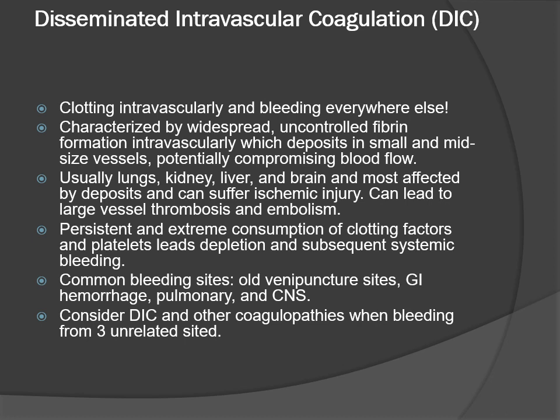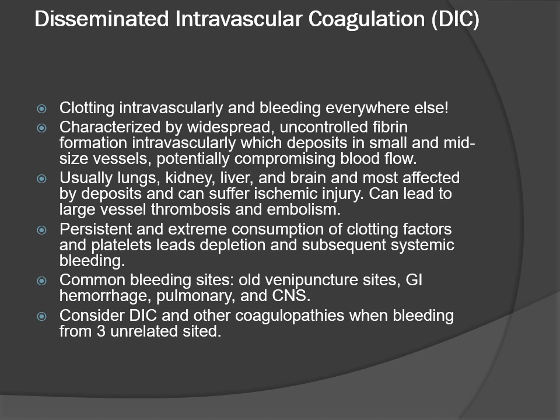So common bleeding sites are old venipuncture sites. So a lot of times you'll see patients who are oozing from all of their sticks that they got down in the ER. Now they have 6 or 7 places where they're just oozing blood. GI hemorrhage is not uncommon. Pulmonary, so you can see hemoptysis, and in some cases CNS. So this can lead to brain bleeds. Anywhere in the body can actually bleed, but these are some of the more common sites.